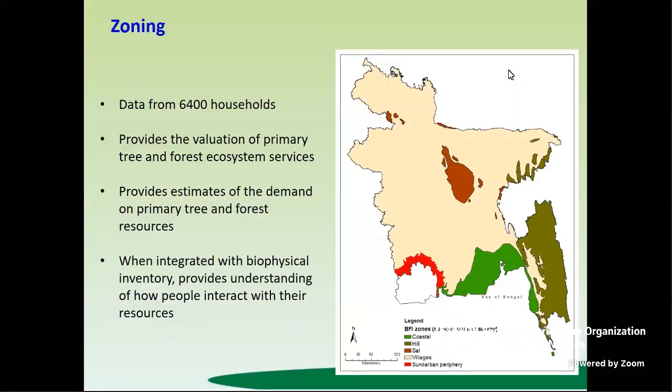In the socioeconomic survey, the zoning was slightly changed. In the case of Sundarban, the Sundarban periphery was included in the zoning, because no people live inside Sundarban. That is why the Sundarban periphery was designed to conduct the socioeconomic survey, to see the dependence of the people on the Sundarban.